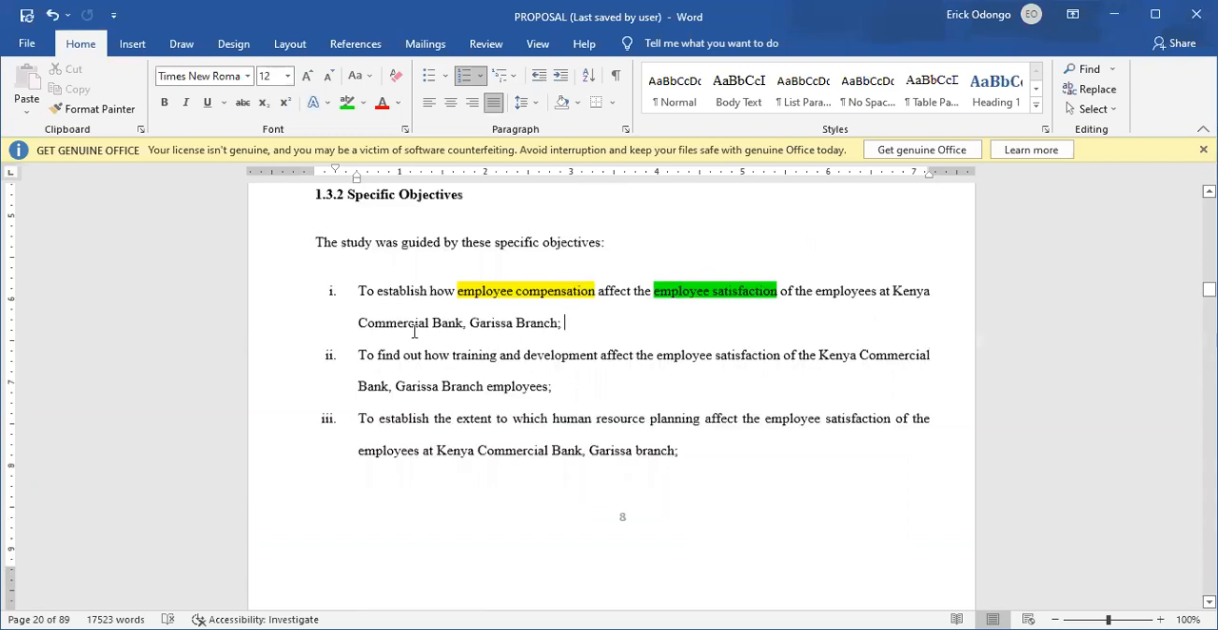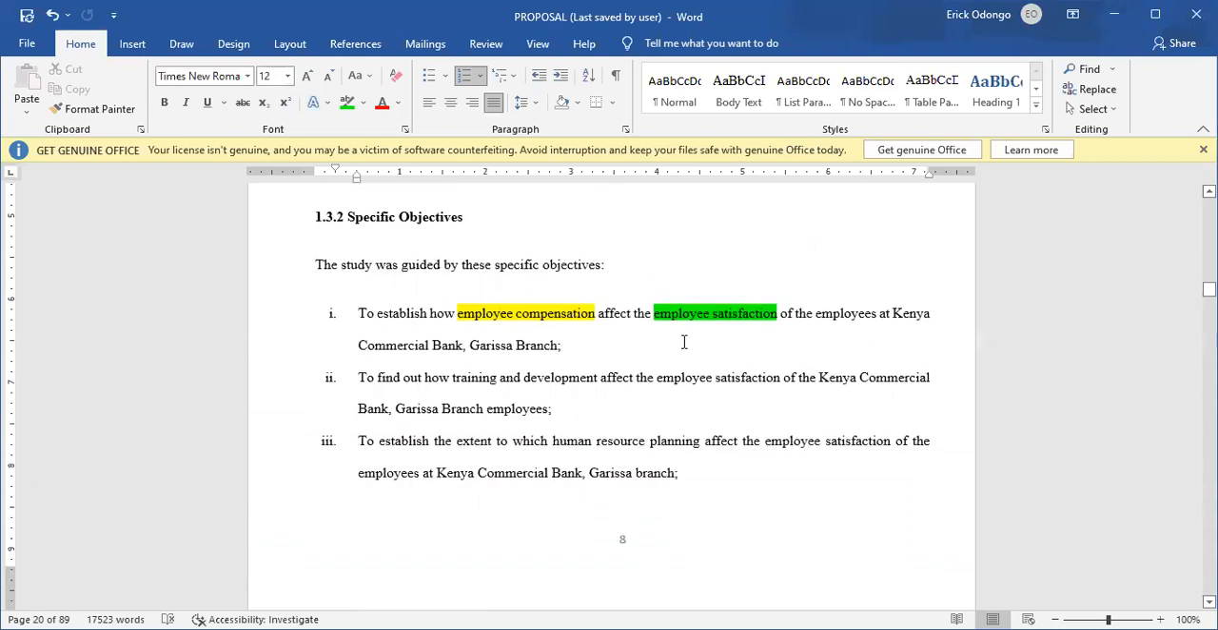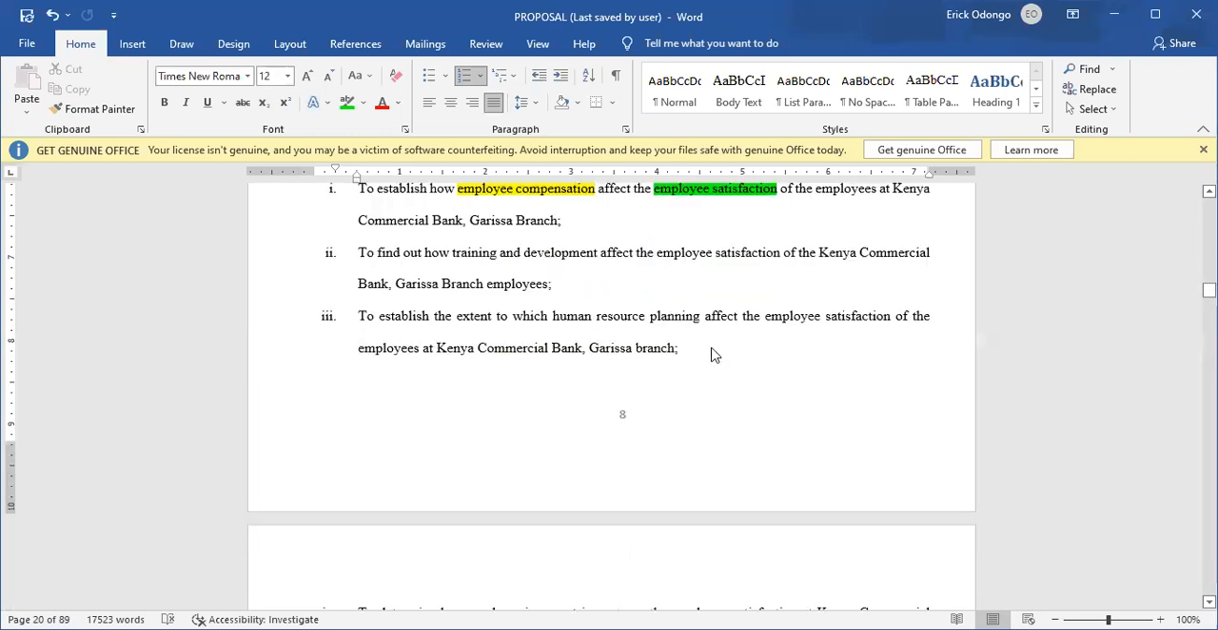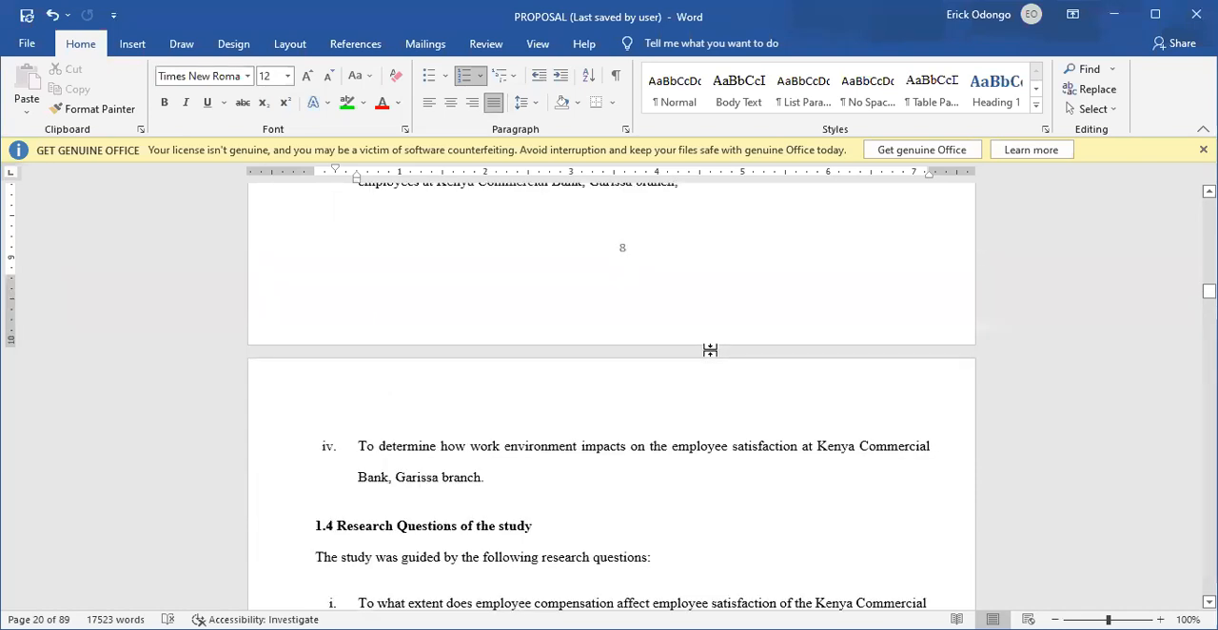So as you can see, these form my specific objectives. Here they are: to establish how employee compensation affects the employee satisfaction of the employees at Kenya Commercial Bank, Garissa branch; to find out how training and development affect the employee satisfaction of the Kenya Commercial Bank employees, Garissa branch; and the third one and the fourth one, meaning I have four independent variables and one dependent variable, as I've indicated under the objectives.